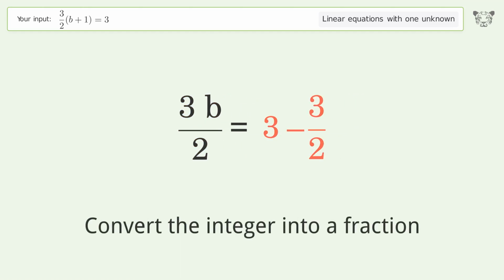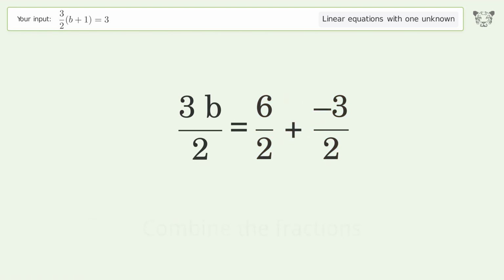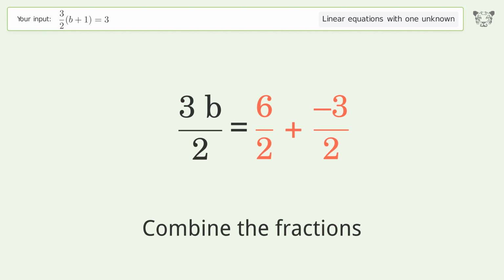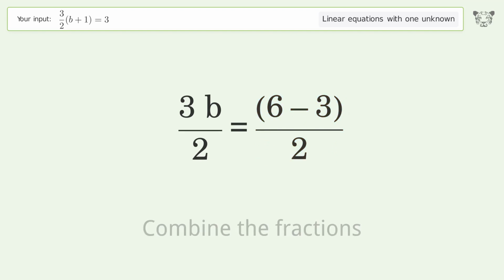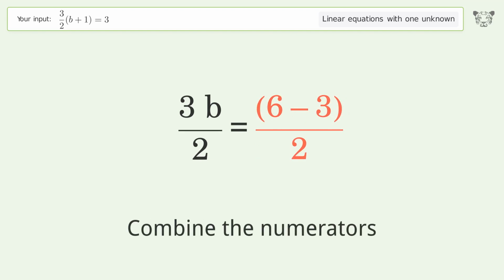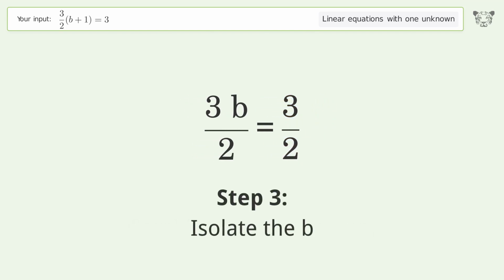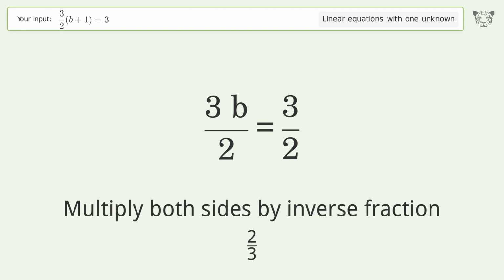Convert the integer into a fraction. Combine the fractions. Combine the numerators. Isolate the b. Multiply both sides by inverse fraction 2/3.